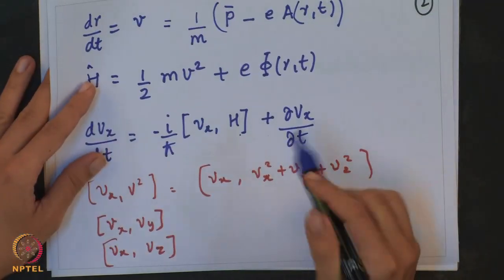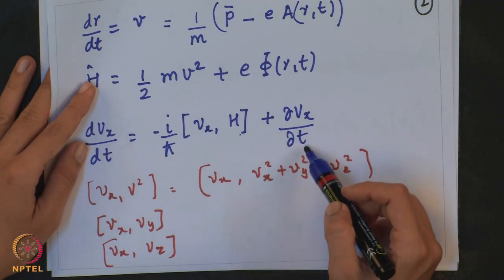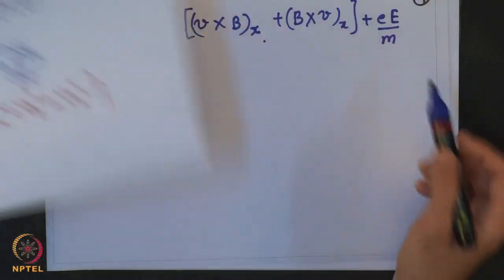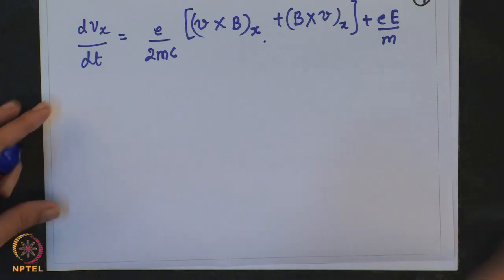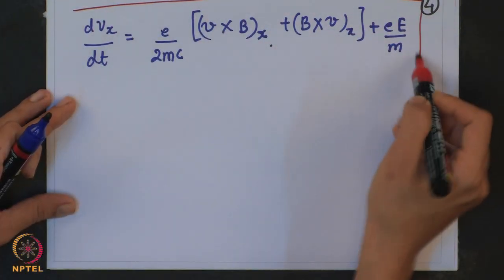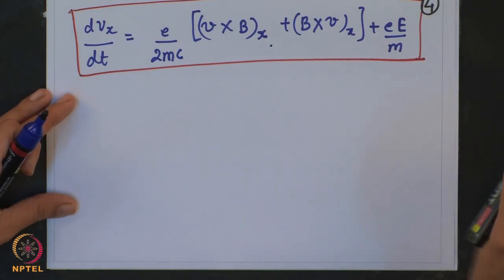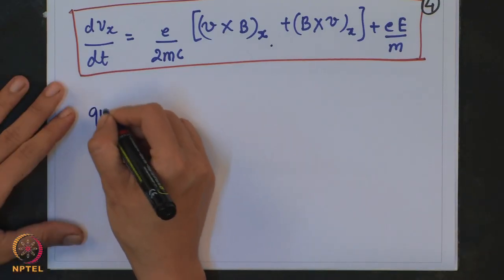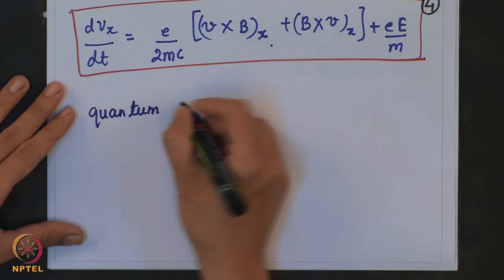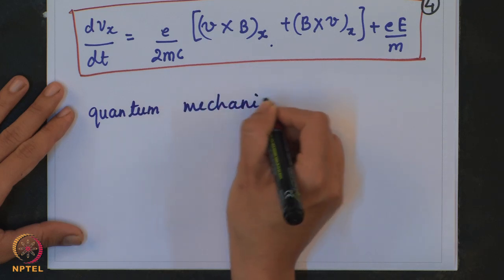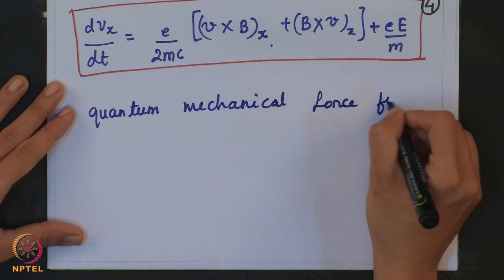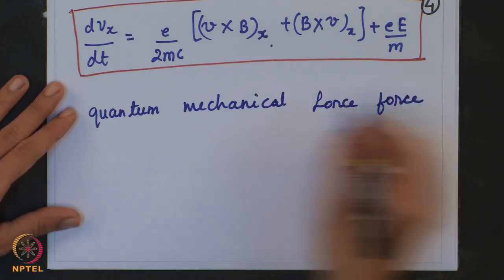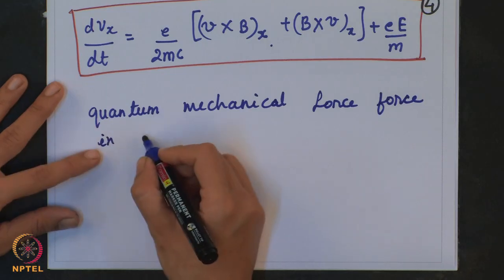In the second part, that is the second term, what we have done is dou by dou vx by dt. You can just rewrite this in terms of phi and obtain this. This is nothing but the quantum mechanical Lorentz force, okay, in x direction. This is for x direction.